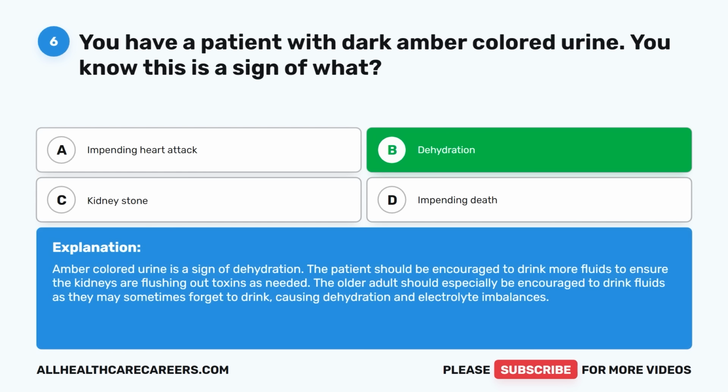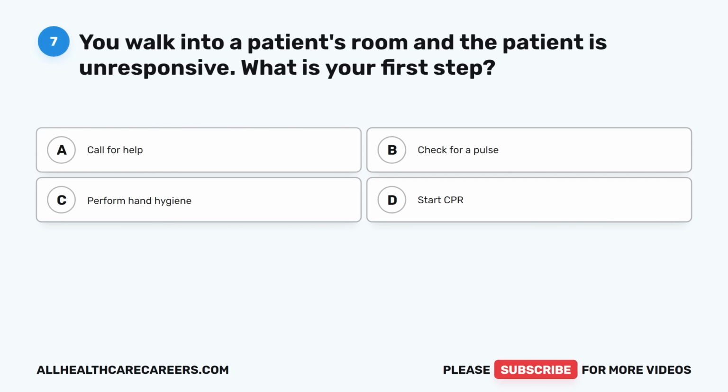Dehydration. Amber-colored urine is a sign of dehydration. The patient should be encouraged to drink more fluids to ensure the kidneys are flushing out toxins as needed. The older adult should especially be encouraged to drink fluids as they may sometimes forget to drink, causing dehydration and electrolyte imbalances.